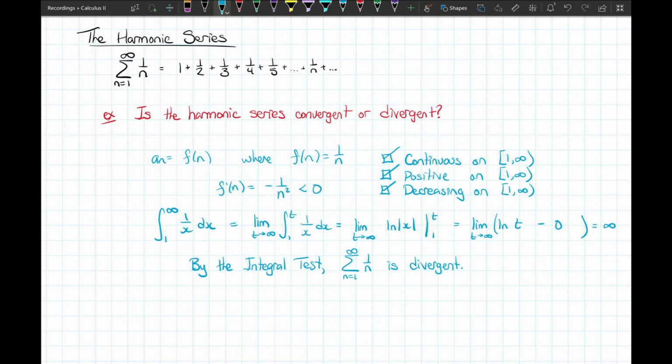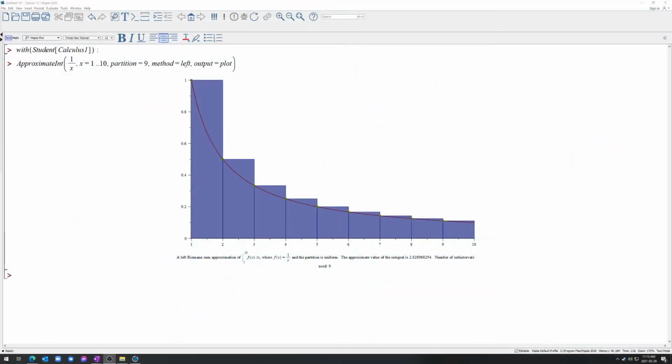Perfect. We know the harmonic series is divergent, but let's see if we can explain a little bit more about why that is the case. To visualize this, I'm going to use Maple. All right, here in Maple, I've just used the Calculus 1 package from the student suite of packages, and I'm using the approximate int command just to be able to help visualize this sum.